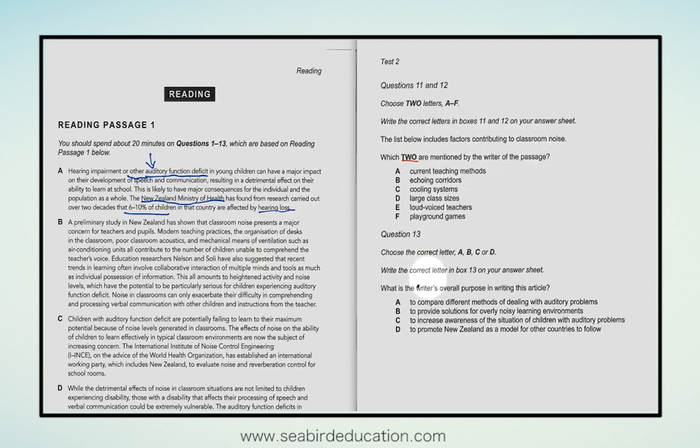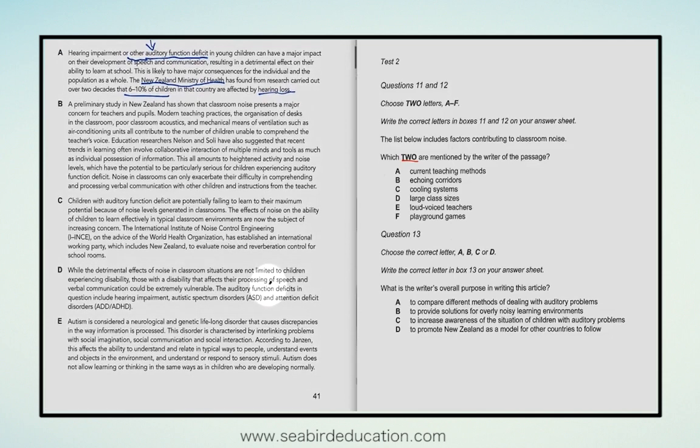Let's have a look at this. What's the writer's overall purpose? Okay, and there's only one answer correct here. So again, there's going to be 3 distractors. So that's a type of question I would also ignore until I've read the text. So let's read the text now.